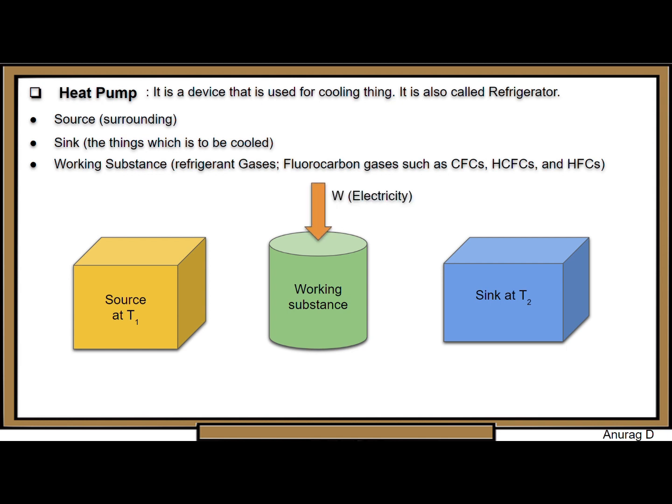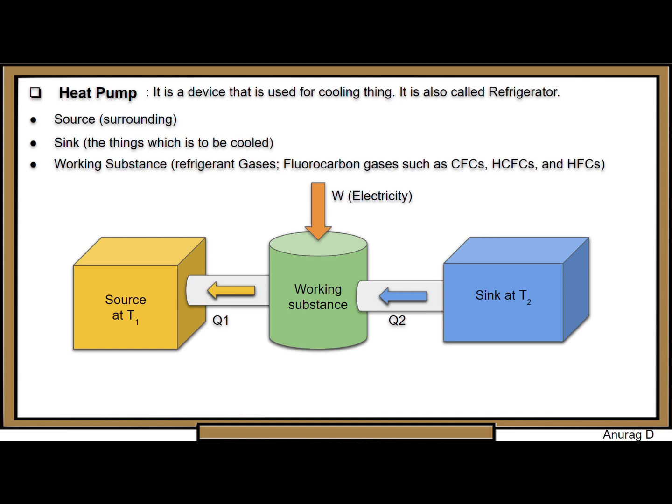So when we apply the external work done with the help of electricity, working substance absorbs the heat from the sink at low temperature, Q2, and transfers the heat to the source at high temperature, that is Q1. So this is how heat pump transfers the heat energy from low temperature sink to the high temperature source.